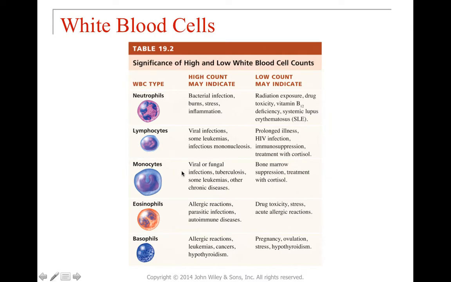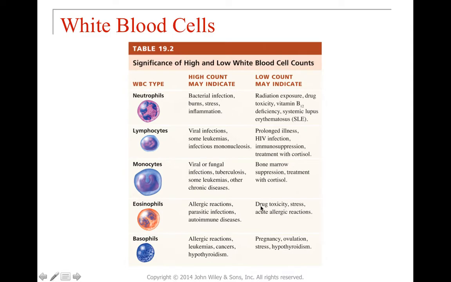If we have a high amount of monocytes, that can indicate a viral infection or a fungal infection. We see this with tuberculosis, also with some leukemias, other chronic diseases. If we have a low count, that might mean that we have a suppression of our bone marrow, or cortisol treatment again. Eosinophils indicate that we probably have an allergic reaction or a parasitic infection. So again, each one of these has their own specific pathway that they attack, their own foreign invader that they attack, or that we might have an autoimmune disease.